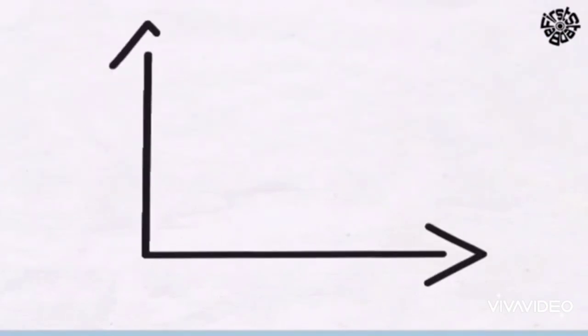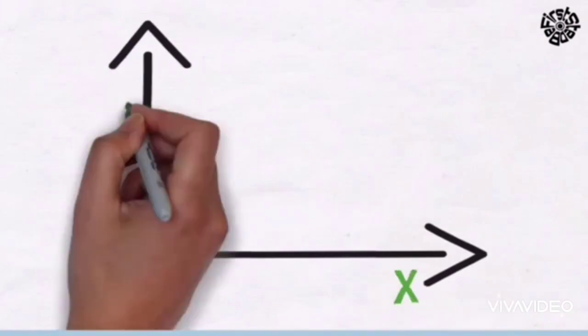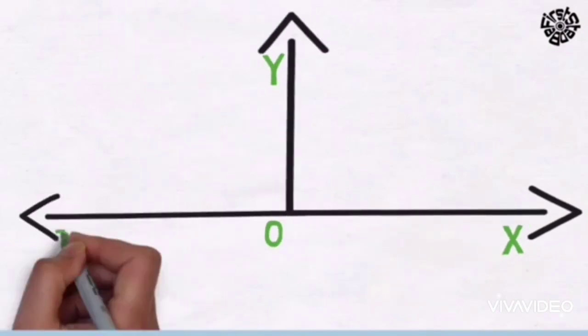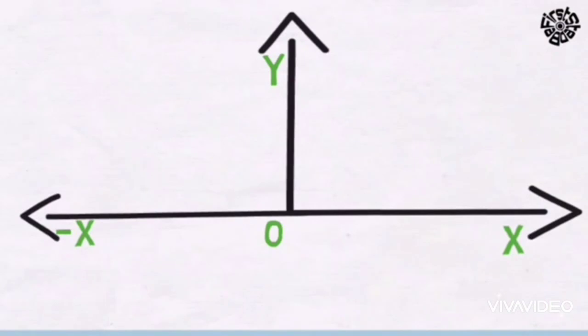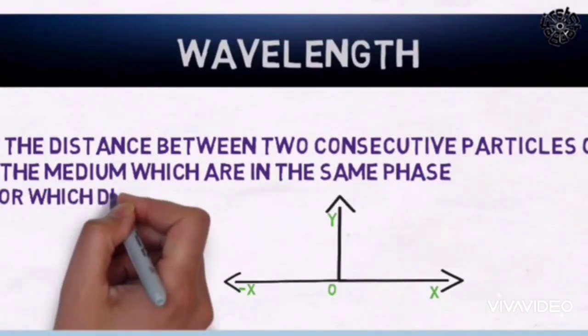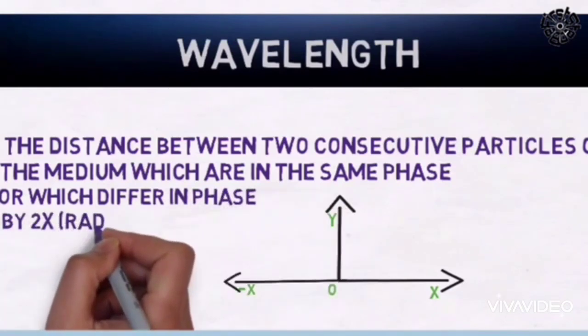Also we can say that the length of a wave corresponding to one vibration is known as its wavelength, and it is denoted by the symbol lambda, and it is also measured in meters. So here you can see the length of this medium which is given to you, or particles which differ in phase.